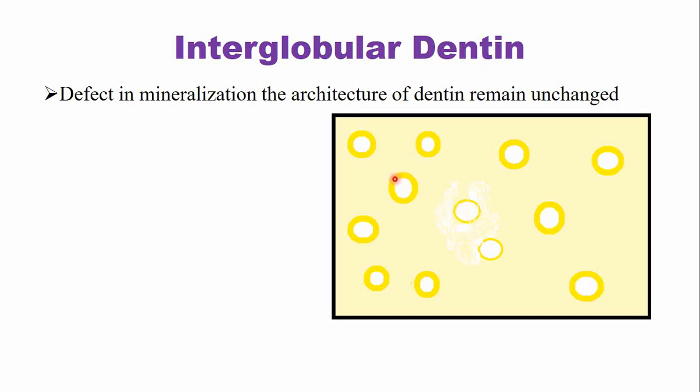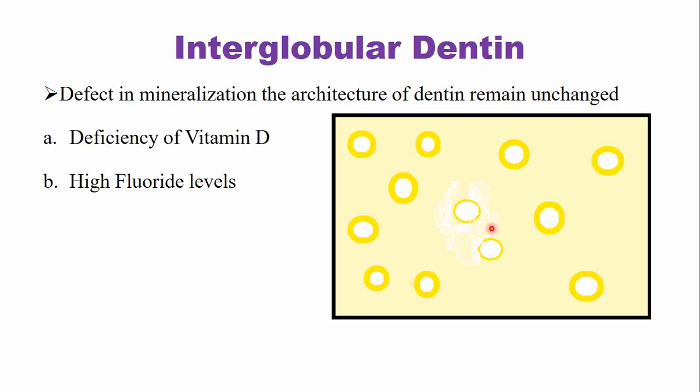If you notice, this is the peritubular dentin. So in the region of the interglobular dentin, the peritubular dentin is absent or it is very thin. So the dentinal tubule will be there, but either the peritubular dentin is absent or it is very thin. So this area is the interglobular dentin. The interglobular dentin is most commonly seen when the person has deficiency of vitamin D or there is a high fluoride level during tooth development.